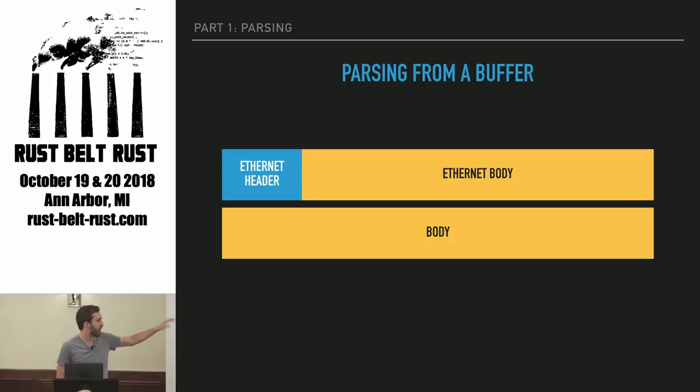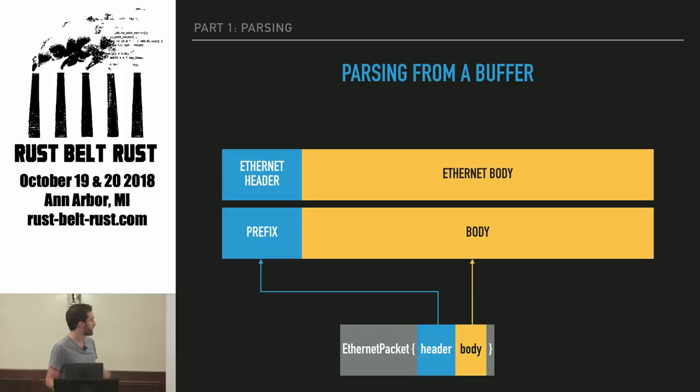This is a diagram here. On the bottom, we have the actual physical structure of the buffer, excuse me. So it starts off as being all body. On the top, we have the logical view. So logically, the contents of these bytes are an Ethernet header and an Ethernet body, but we don't know that yet. And so when we parse it, it's going to look a little something like this.